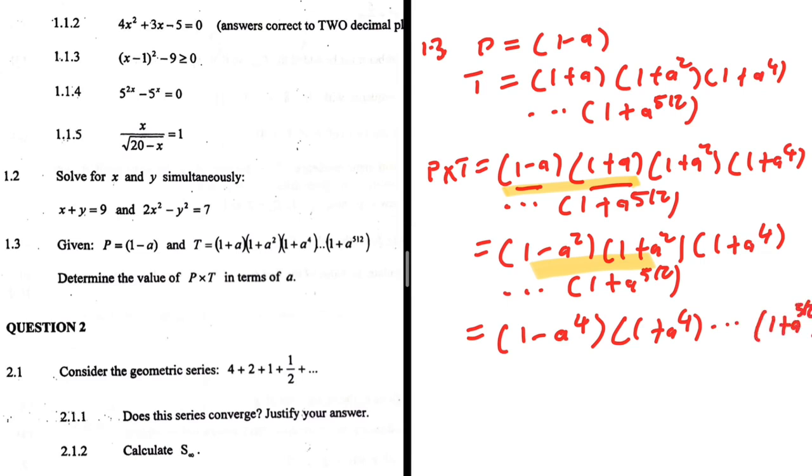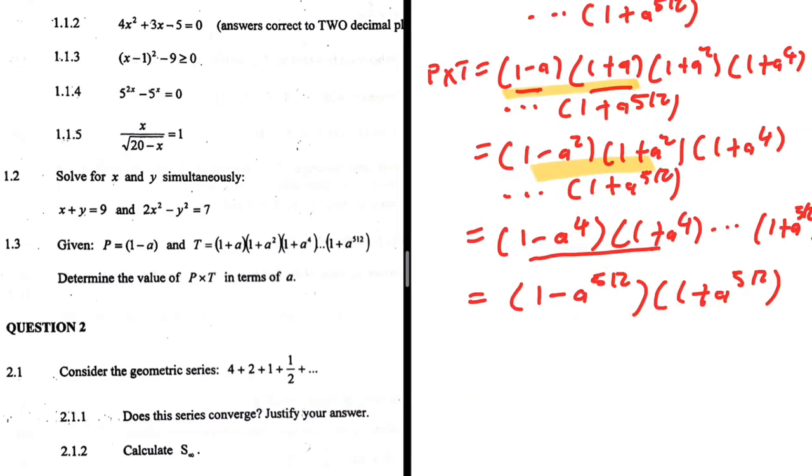So this is going to go on up until we have (1 − a⁵¹²) multiplied by (1 + a⁵¹²). This is again a difference of two squares, which we can just write as 1 minus a to the power 512 multiplied by 2, which is 1024. So this is the product in terms of a: 1 − a¹⁰²⁴. There we go.